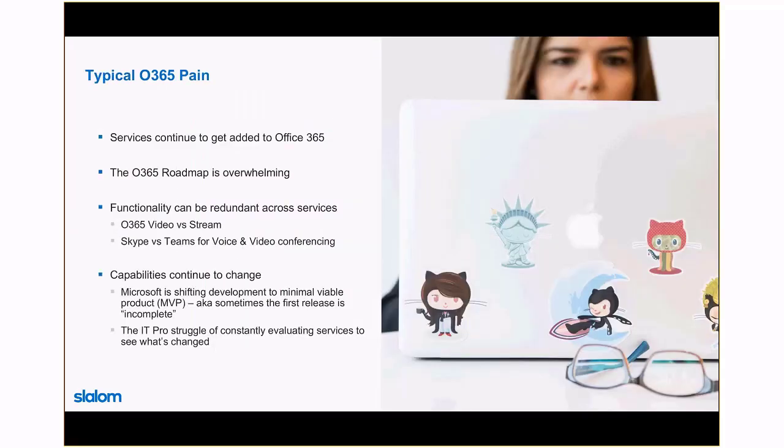Typical pain that I hear from my clients is services keep getting added to O365. No matter what you do, they are continuing to release new functionality, new features, and all that. And at times, if you've ever been to the O365 roadmap site, it's overwhelming, right? Changes coming every week. It's hard to pinpoint what's just a break fix versus what's really going to change for your end users. When's a new service going to roll in? There's not always a clear roadmap for that.